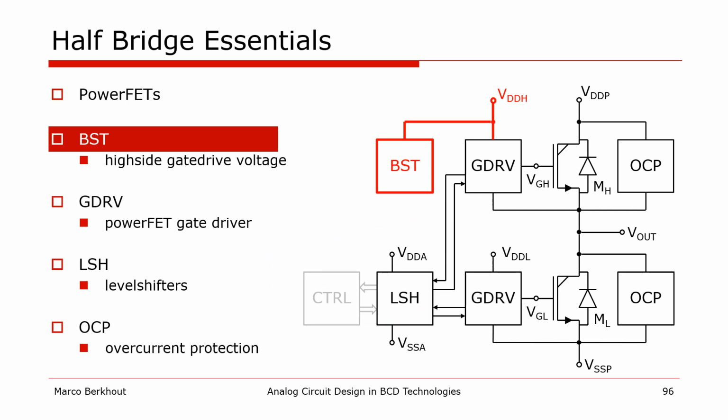So now we know how to size the power FETs. Let's move on to the other half-bridge essentials. How do we generate the voltage to drive the gate of the high-side power FET? This is done with a technique called bootstrapping, and that works as follows.